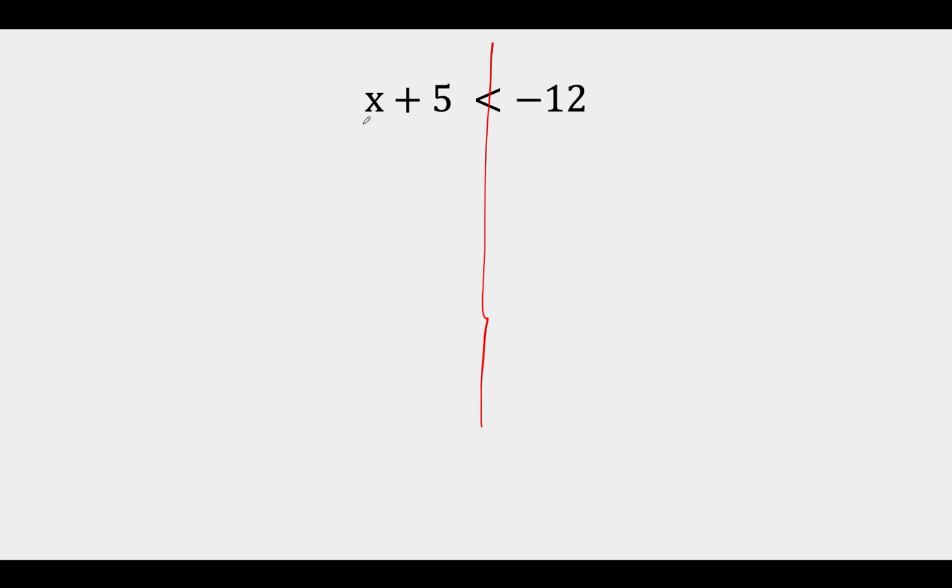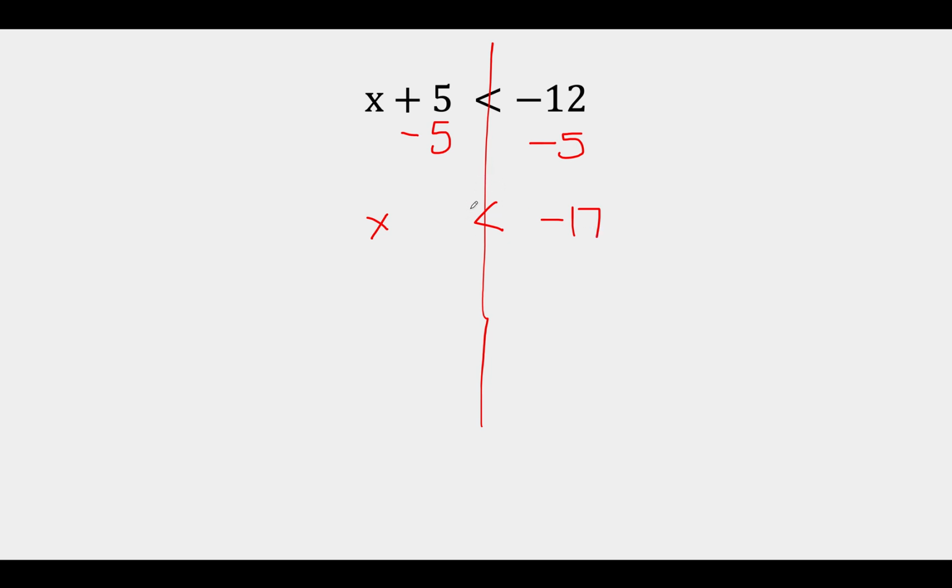So x is our variable. We want to get it all by itself. And so we're going to do the inverse of addition because this is saying plus 5. The inverse or opposite of addition is going to be negative 5, subtracting 5. And if we subtract 5 from one side, we have to subtract 5 from the other side. That leaves us with x, which is less than negative 17.